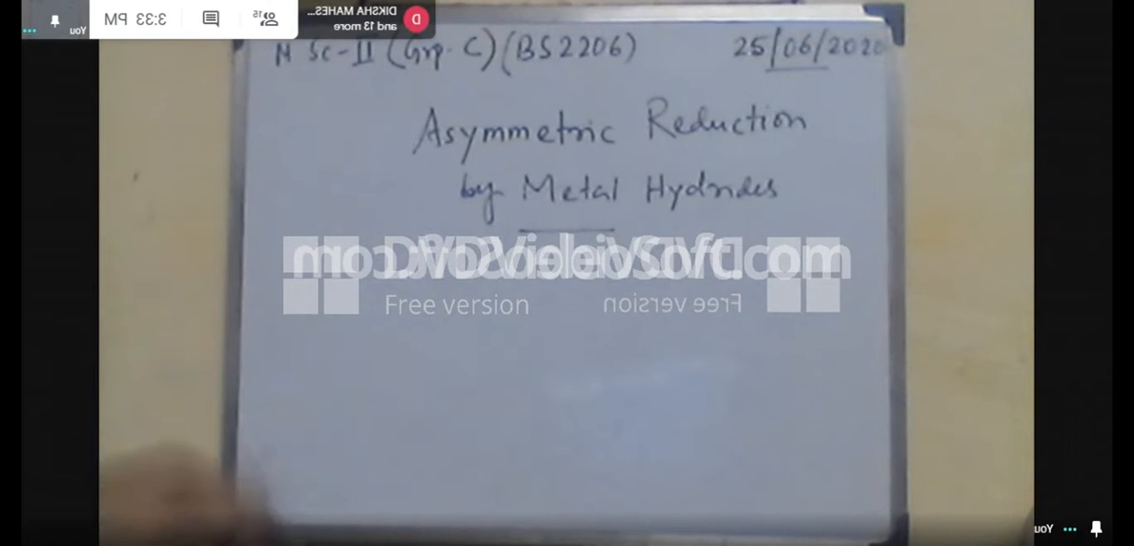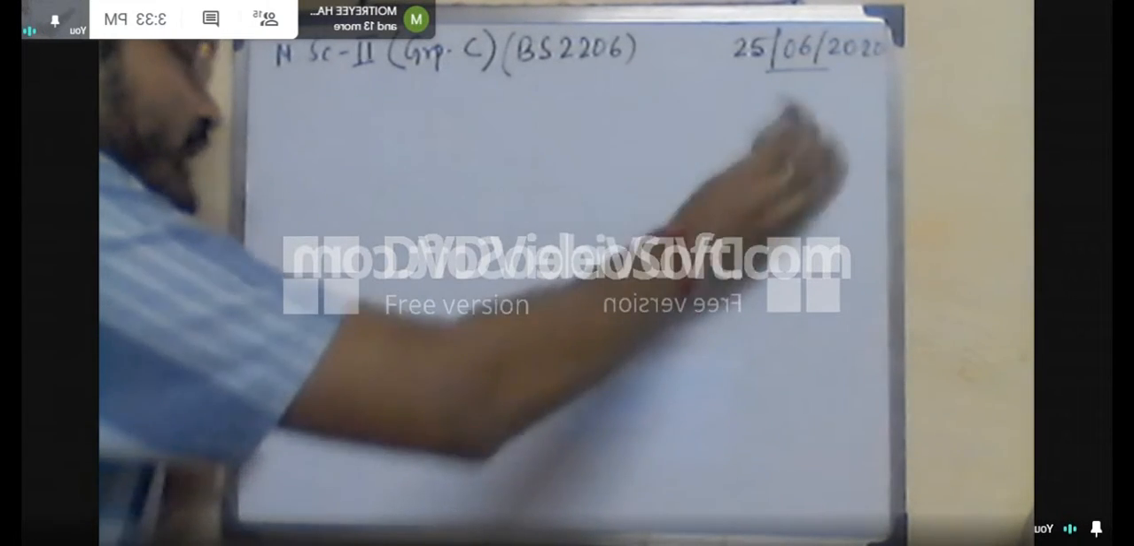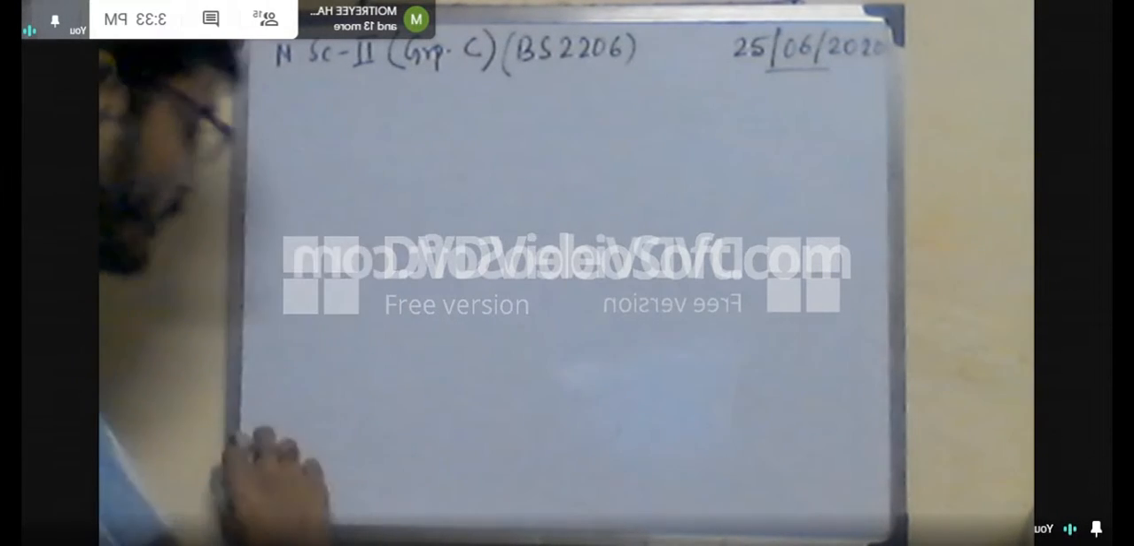In this case, the metal hydrides generally act as a reducing agent, and the common examples are lithium aluminum hydride, sodium borohydride, and zinc borohydride. These are the examples of commonly used metal hydrides, and generally these metal hydrides are used for the reduction of carbonyl groups, that means either ketone or aldehyde.